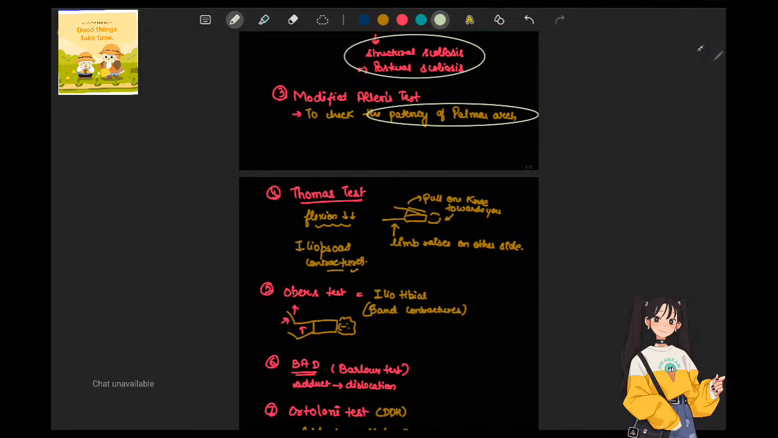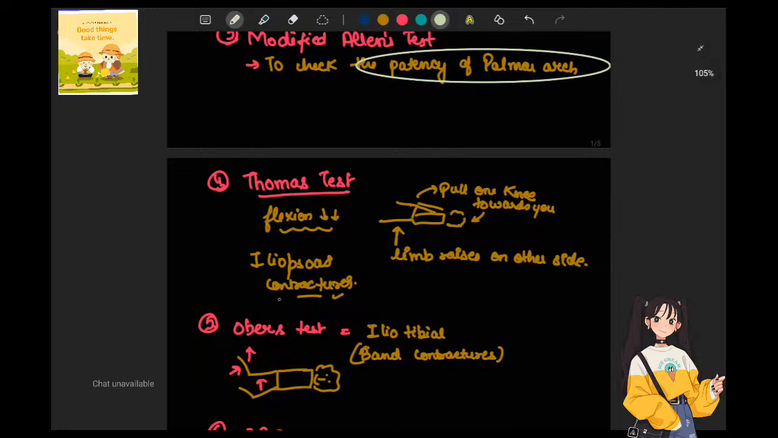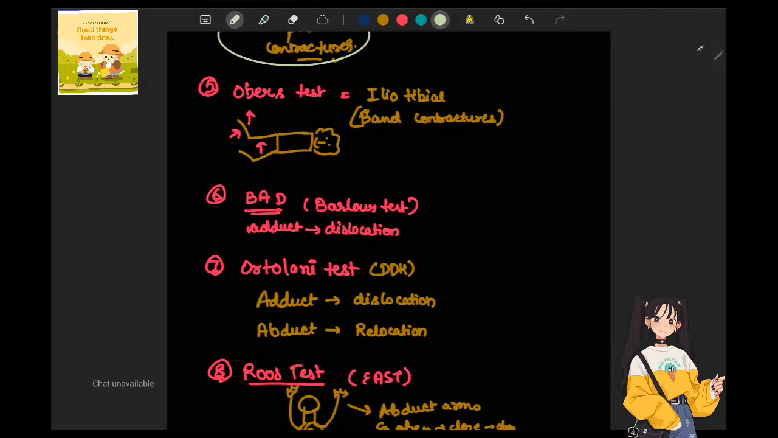Then we have the Thomas test. This is basically for iliopsoas contractures, if we have iliopsoas contractures. Then we have Ober's test. This is basically for iliotibial band contractures, if we have any. Then we have the Barlow's test, that is for dislocation. And Ortolani test, this is basically for DDH, that is developmental dysplasia of hip.